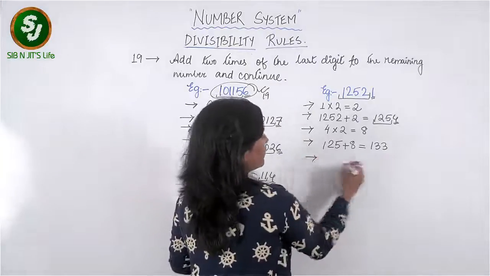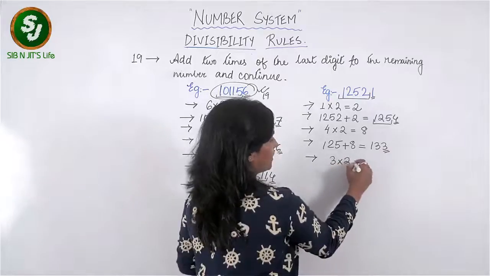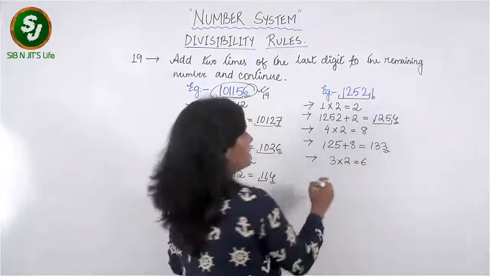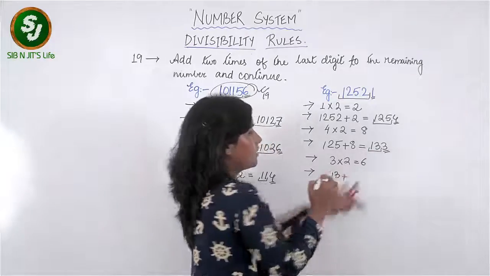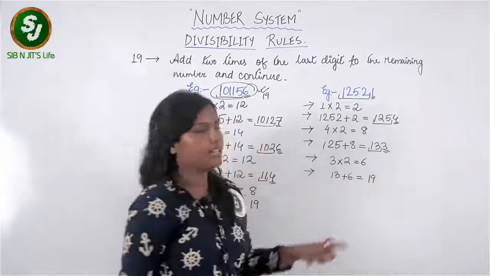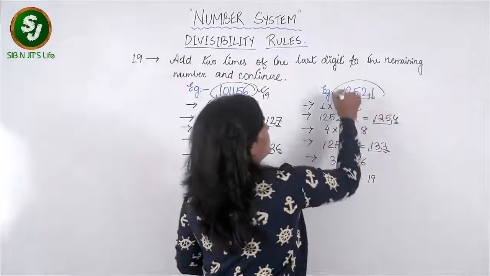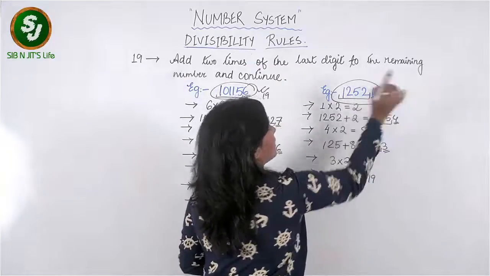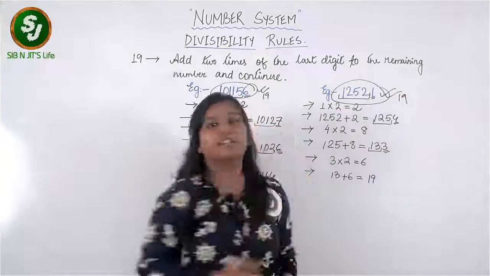Again we have to continue. Take the last digit. 3 times 2 is giving us 6. The next step is to add it to the remaining, that is 13 plus the product 6, which is equal to 19. 19 again is divisible by 19, which tells us that 12521 is also divisible by 19.